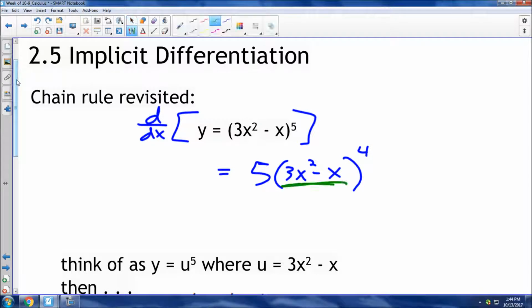Now what do we have to do with this? Find the derivative of that and multiply it. So what is that? 6x minus 1. Good. That's the right side of the equation.